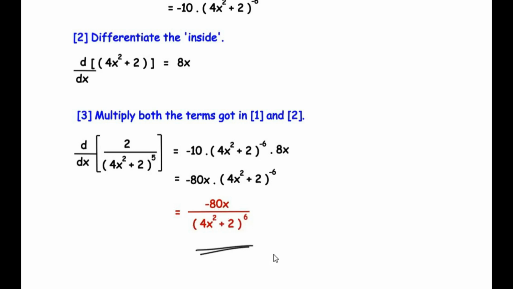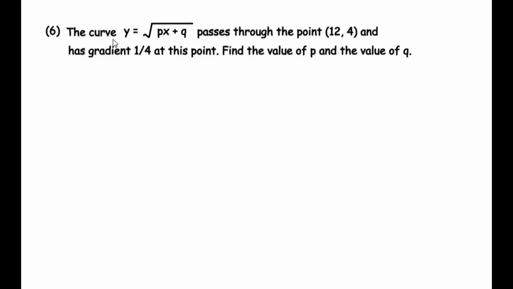Now let us move on to the last question, which is a word example. The curve y is equal to square root of (px + q) passes through the point (12, 4) and has gradient 1/4 at this point. Find the value of p and the value of q.